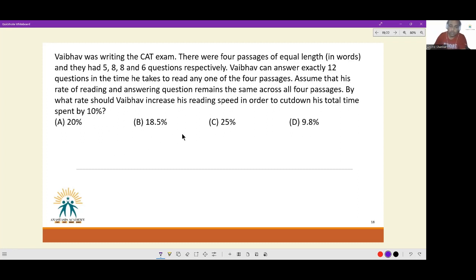Okay. So how we record it here is, let's say for the different passages, first passage, second passage, third passage, and the fourth passage, there is some reading time involved and there is some solving time involved, solving the questions. Now there are 5 questions here. So I'm saying 5Q is the time required for solving, 8Q is the time required for solving, 8Q is the time required for solving, and 6Q is the time required for solving. And reading any of those passages, the time required for reading will be 12Q.